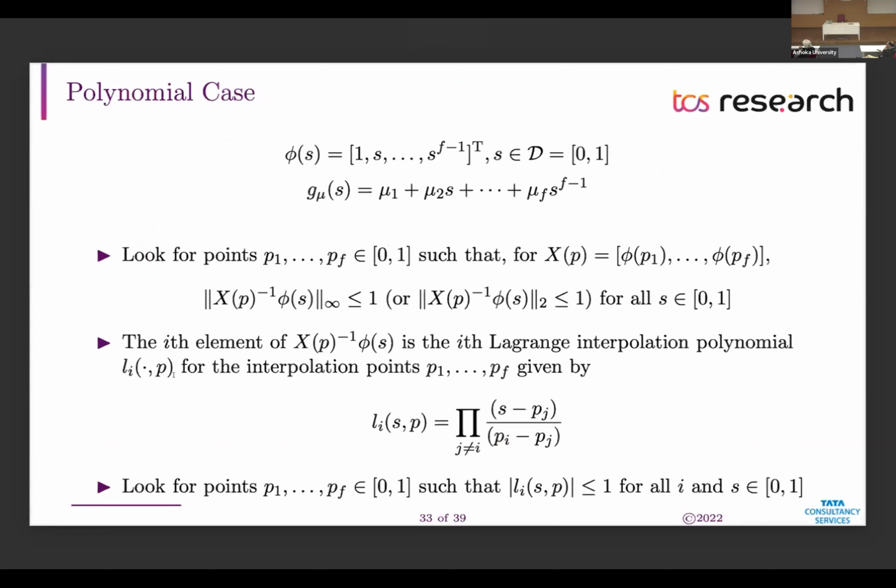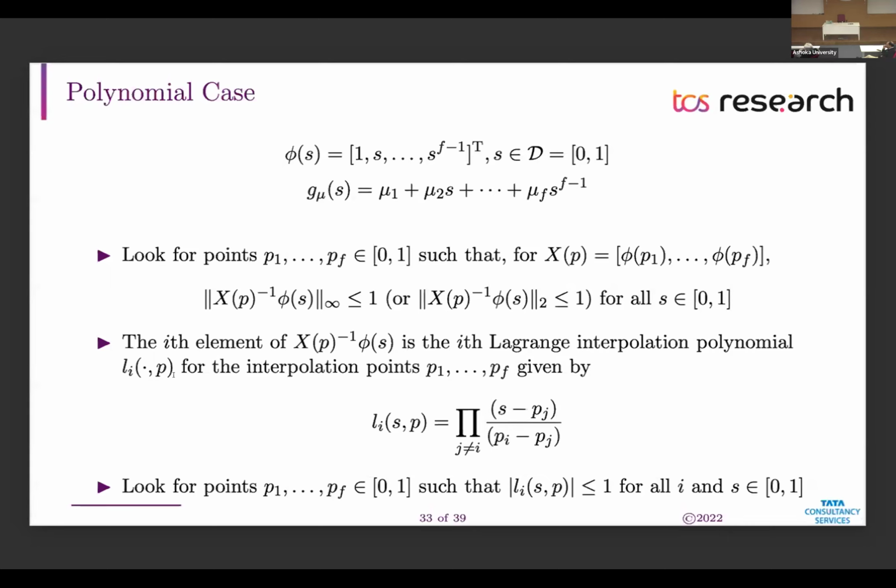Remember, we took a slight digression and started asking the question, what are good training points to choose? I'll give you two places where we use that.